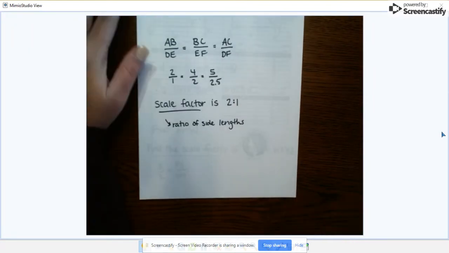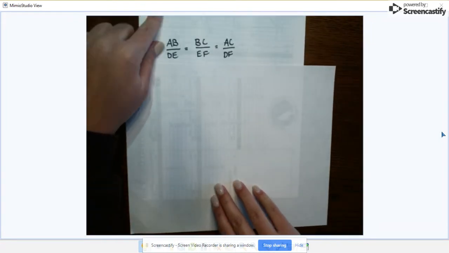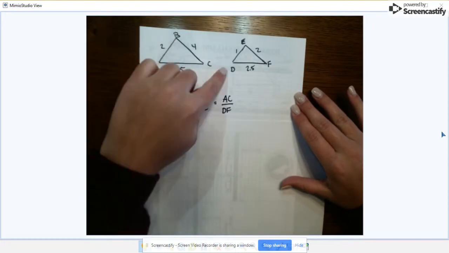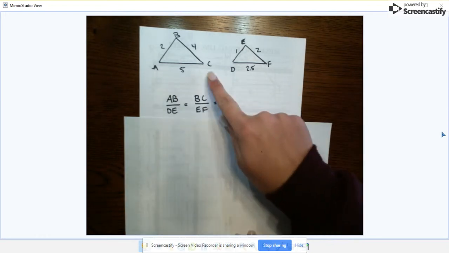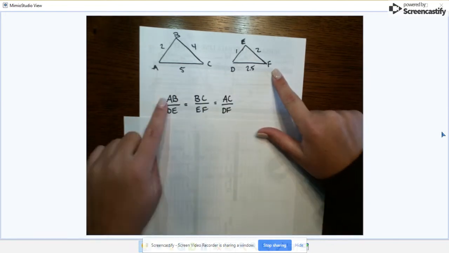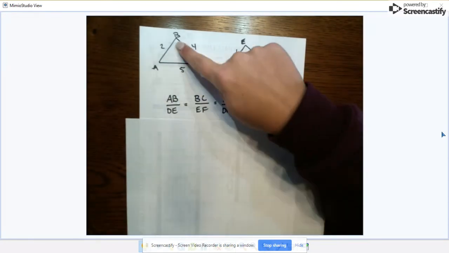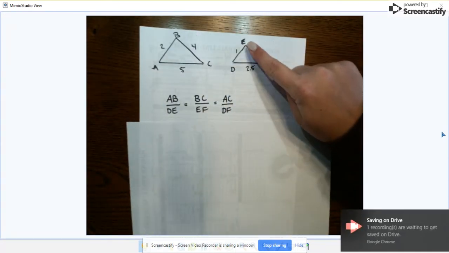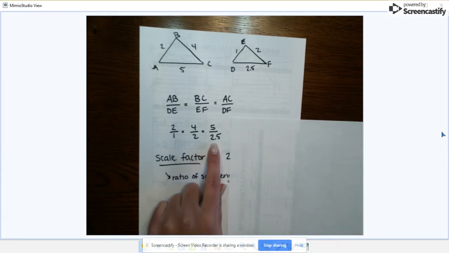So we're going to solve some questions. I redrew the triangles. Here's all of our corresponding sides. So AB, DE, BC and EF, and then AC and DF. And I just put all of those in fractions. Okay, I'm going to go ahead and plug the side lengths in. So side AB is 2, side DE is 1. So I get 2 over 1. BC is 4 and EF is 2, and then AC and DF has a proportion like this.